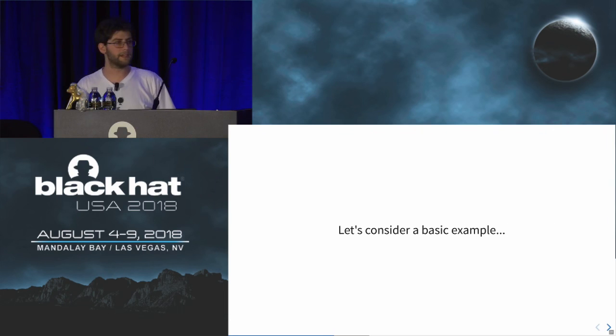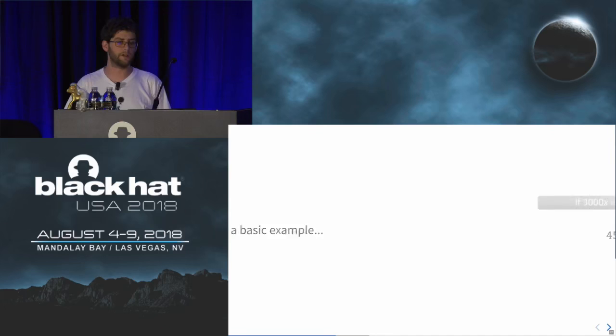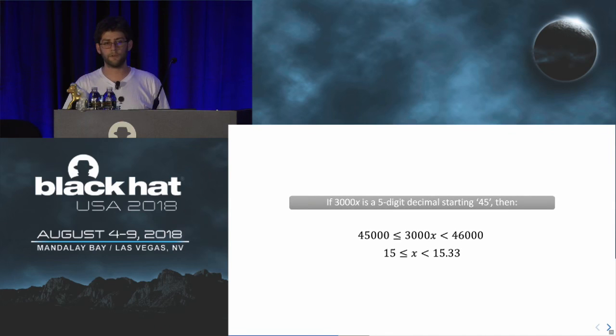Well, to get an idea of that, let's just look at a basic algebraic example here. Let's say that I give you a problem and you know that 3000 times the variable x is going to be a 5-digit decimal starting with the numbers 4 and 5. That means that 3000x has to be greater than or equal to 45,000, but it has to be less than 46,000. We can reduce that, and you know that 15 is less than or equal to x and x is less than 15.33.